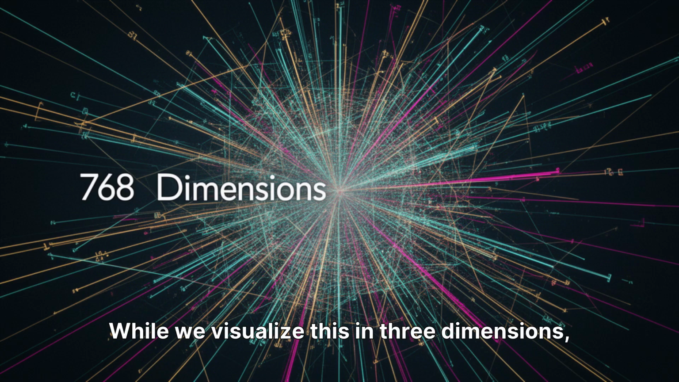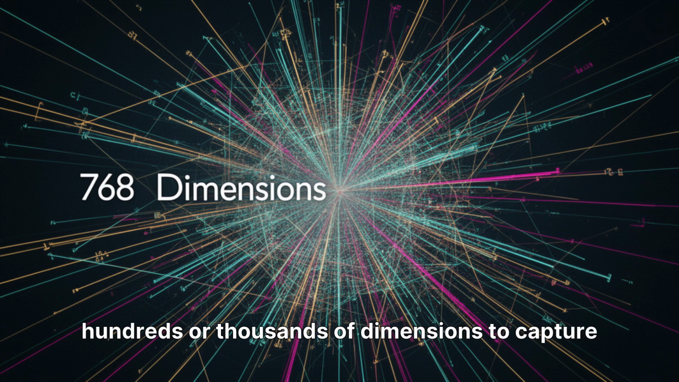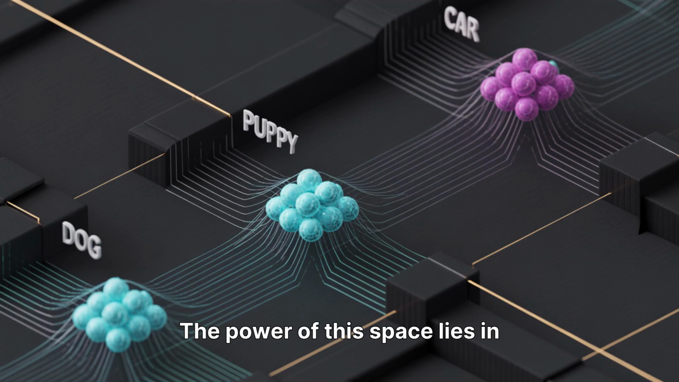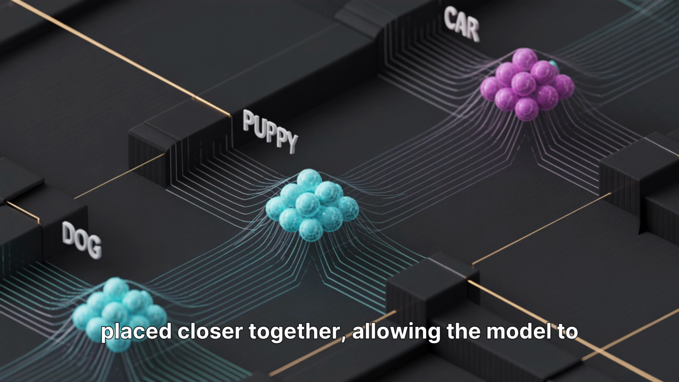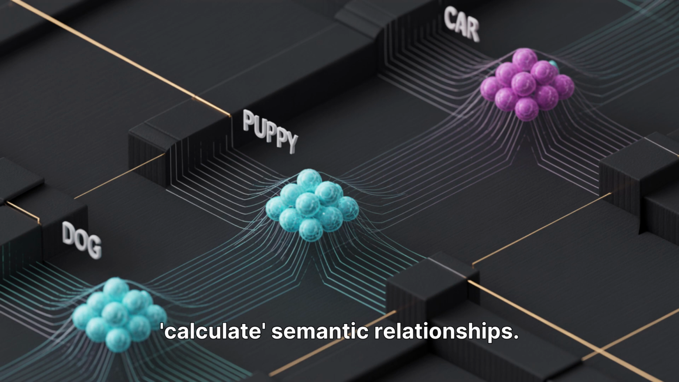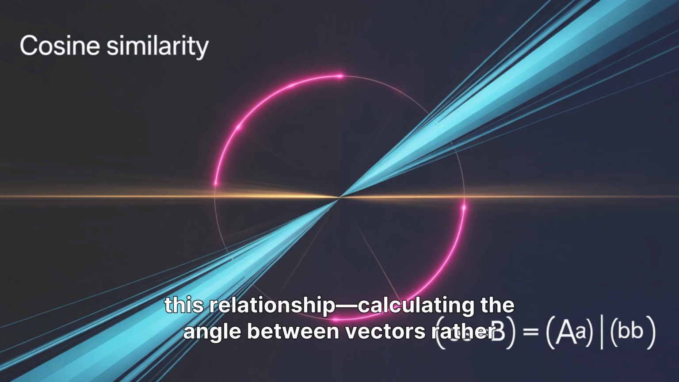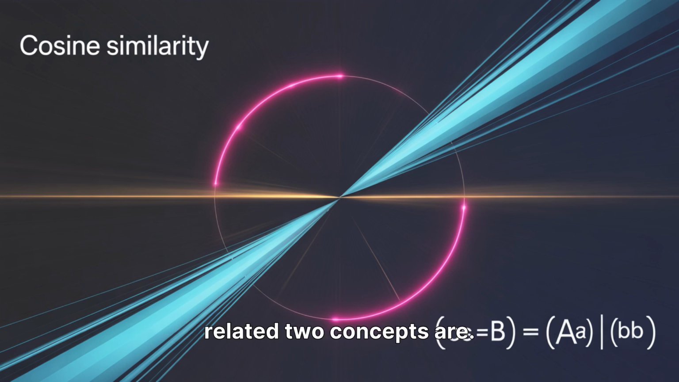While we visualize this in 3 dimensions, modern models like BERT or GPT use hundreds or thousands of dimensions to capture the vast complexity of human thought. The power of this space lies in proximity. Words with similar meanings or contexts are placed closer together, allowing the model to calculate semantic relationships. Models often use cosine similarity to measure this relationship, calculating the angle between vectors rather than just their distance to determine how related two concepts are.